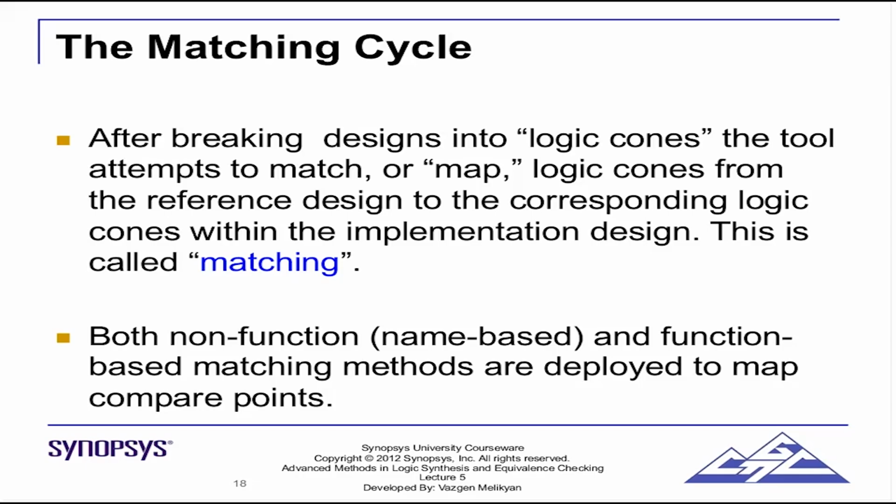Both name-based and function-based matching methods are deployed to map compare points. Even if you change the name completely, by using the change_names command or something like that, Formality will still try to match using some functional algorithm. The name-based matching is called non-functional matching. The function-based matching uses algorithms based on the functionality of the compare point. So the matching cycle is very important before the comparison takes place.